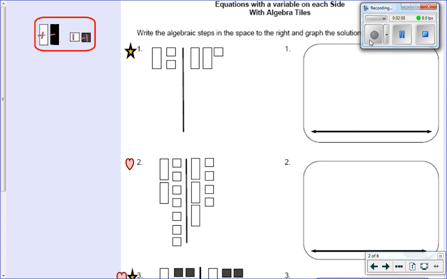All right, so we're going to solve for the variable. We want one rectangle on one side. That's our goal. We want one rectangle on one side that represents our variable, and then equals our squares. Are we good so far?